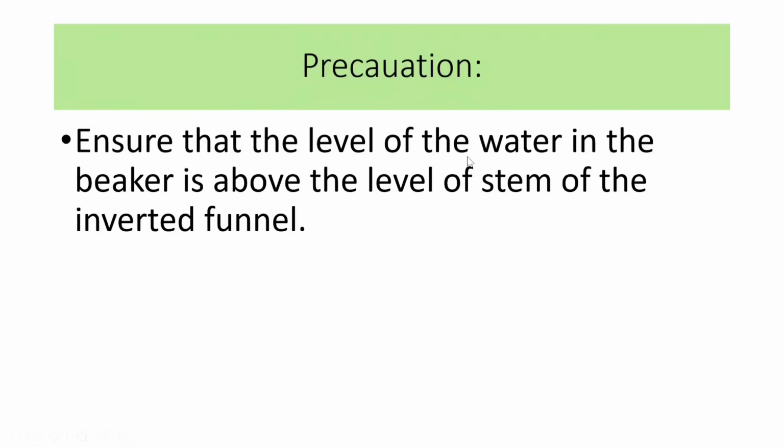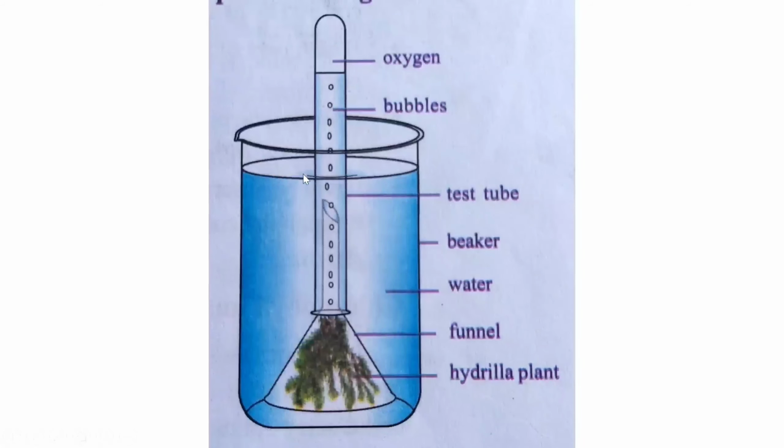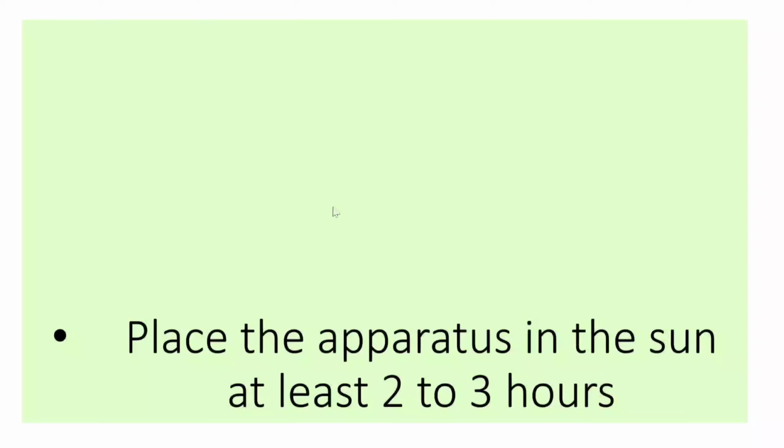There is a precaution to take for this experiment. Ensure that the level of the water in the beaker is above the level of the stem of the inverted funnel. Here is the tip of the inverted funnel, and this is the level of the water in the beaker. The level of the water in the beaker should always be above the level of the tip or the edge of the stem of the funnel. This is the precaution. Then place this apparatus in the sun for at least 2 to 3 hours. Then we have to observe.